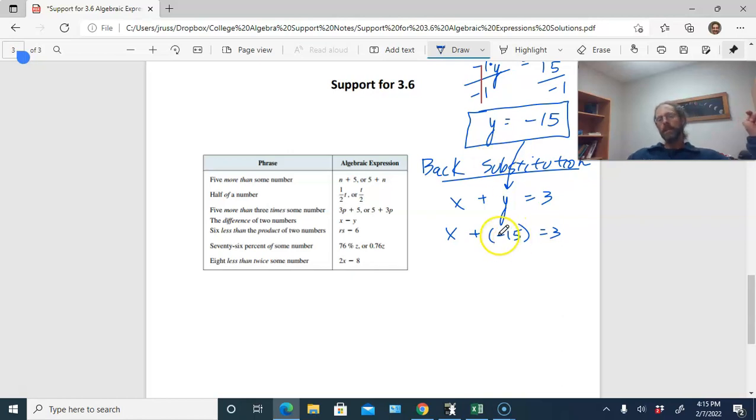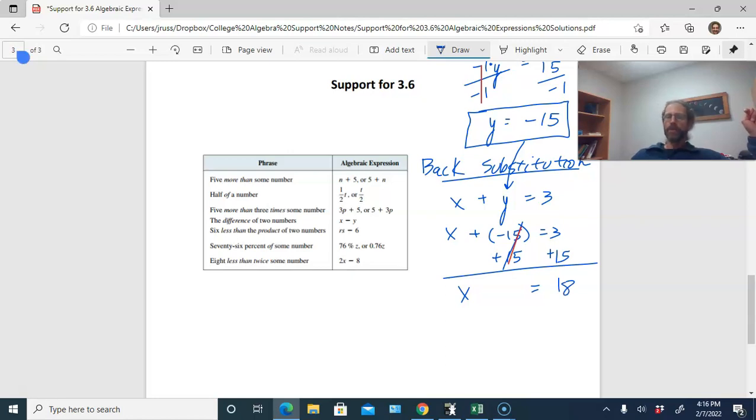To eliminate this negative 15, we're going to have to add 15 in order to turn it into a 0. So negative 15 plus 15 is 0. I meant to get red on that one. There we go. And so all we're going to have left is x. Bring down the equal sign. 3 plus 15 is 18.